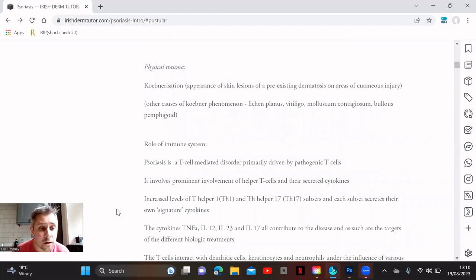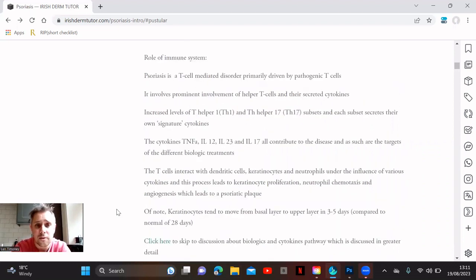So there's a thing called Koebnerization. And this is the appearance of skin lesions of a pre-existing dermatosis on areas of cutaneous injury. So, if patients are scratching a lot or if they get trauma to an area, you might see psoriasis in those areas. And a question that often comes up in exams is what other conditions cause Koebner phenomenon. So things that can also do this include lichen planus, vitiligo, molluscum contagiosum, and bullous pemphigoid.